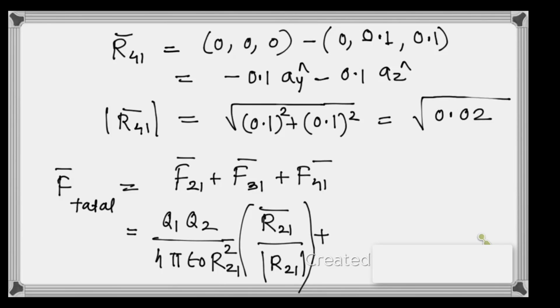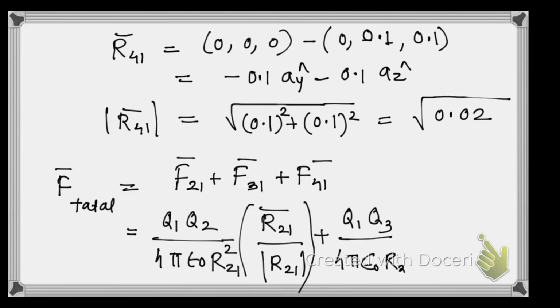So this will keep into one bracket plus F31 is Q1 Q3 divided by 4 pi epsilon naught R31 square into vector R31 divided by magnitude of R31, plus the next vector is R41. So similarly we can write for R41 and we will find out the F total. So next, we will put all the values in the equation.